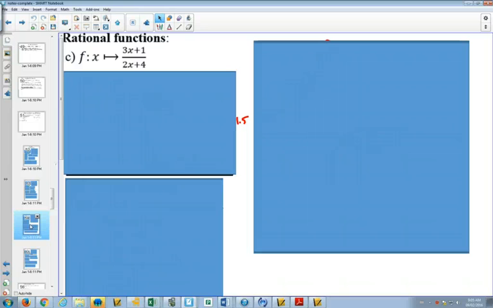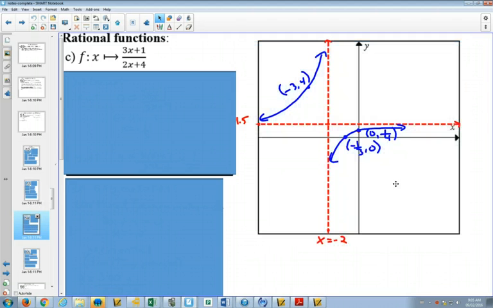And here is the third one, the rational graph. So I'll put up the graph here so we can see overall what it looks like, and you can check how you did. Got a couple of points on there and a couple of asymptotes.